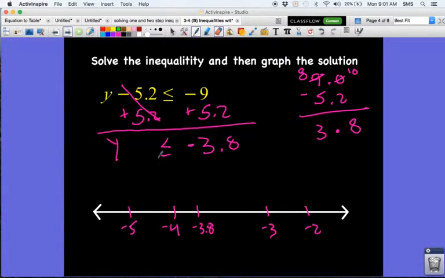Open or closed circle? Because of the "or equal to" sign, it's a closed circle. And y is less than negative 3.8, so that means it's smaller, it's further away from 0, going this direction. Okay, y is less than or equal to negative 3.8.